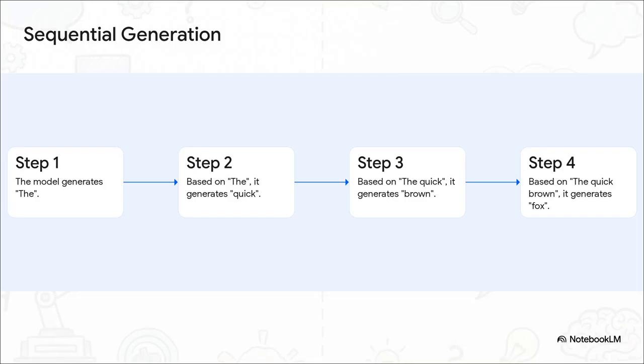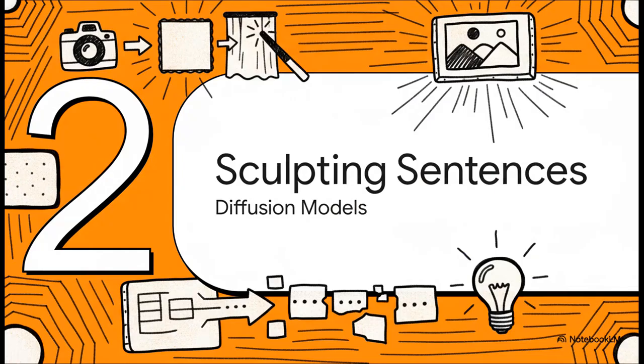Okay, so the crucial thing to get here is the step-by-step dependency. To even get to the word fox, the model has to generate the, then it has to consider the to generate quick, and then the quick to get to brown, and so on. Now, while this method is great for making sure everything is logical and consistent, just imagine trying to generate a whole book this way. Every single word depends on the one before it, and that creates this massive computational bottleneck when you're trying to create long texts. But what if you could just generate the entire sentence all at once?